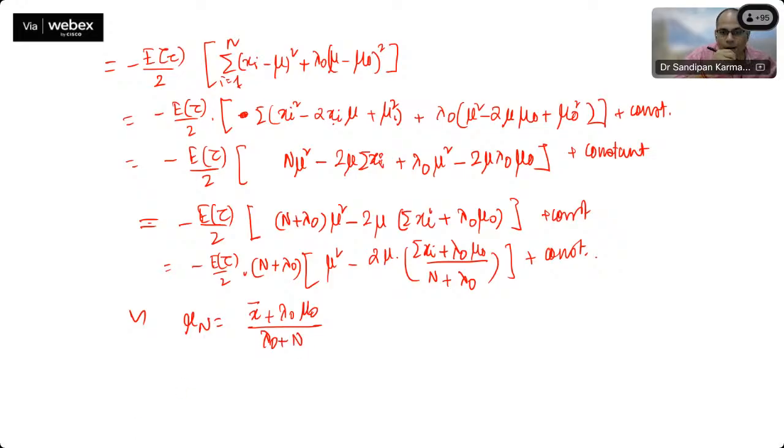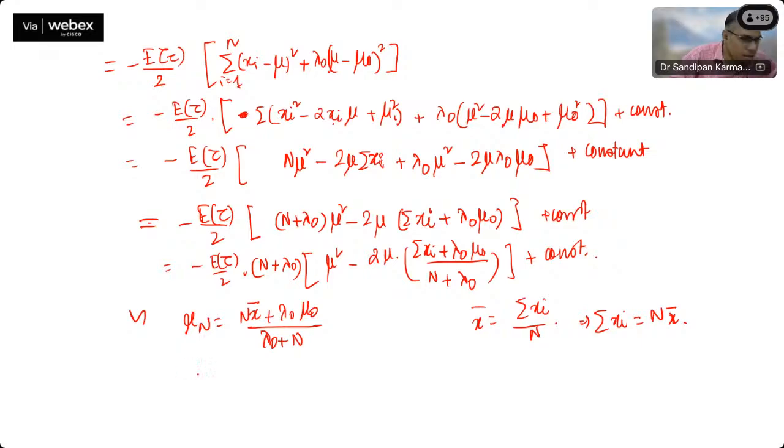Okay, so how is it coming? Have I done anything wrong here? Any mistake? No, it's correct. So lambda naught mu naught plus n x bar. Yeah, n x bar. How is it coming as n x bar? So x bar equals summation of xi by n, so summation of xi equals n x bar.